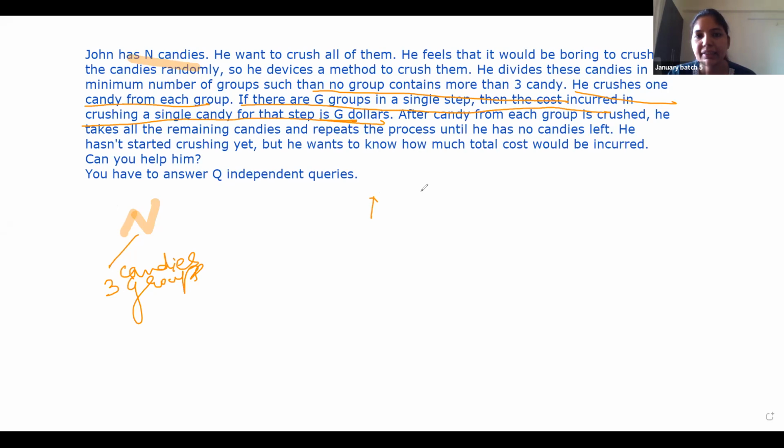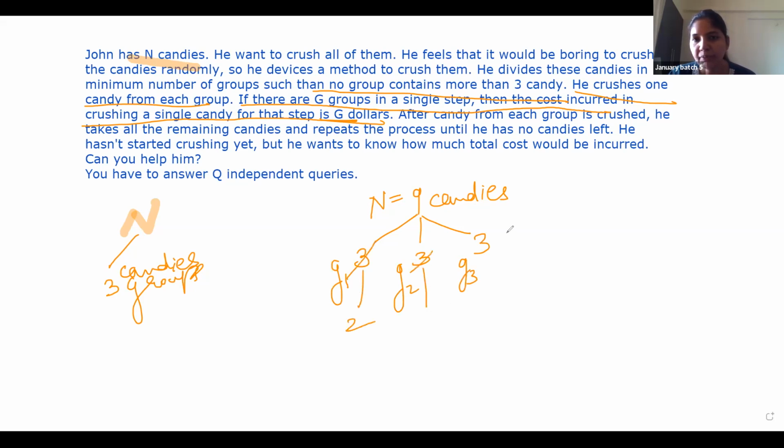Let's say N is 9. That is, 9 candies are given to you. Now what will John do? He will make groups of 3. So 3, 3, 3. So this is group 1, this is group 2, this is group 3. Now from this, he will crush one candy from each group. So how much will be remaining? 2. From here also he will crush 1, so 2. Here also 2. Till here, are you understanding what we are trying to do? Yes or no in the chat? Yes, guys? Okay. Now, let's see what is the next part.